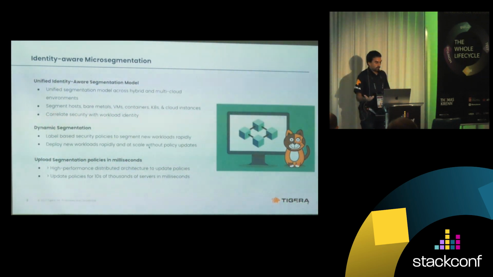So dynamic segmentation, we work with labels in Kubernetes. So it means when a pod is scaling up and down, we are based on the labels. So it means the policies will always protect your micro applications and microservices.